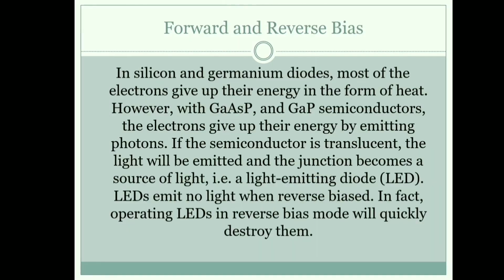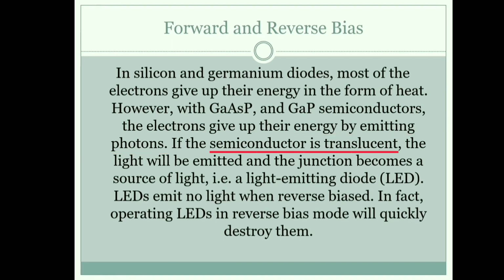So, let's understand why we are using forward bias here in the LED, and also how we get light. In silicon and germanium diodes, most of the electrons give up energy in the form of heat. So when the recombination process takes place in either silicon or germanium, they will emit heat. But when we use compound semiconductors, that is, a combination of semiconductors, then the energy emitted through that combination will give us light energy. So with semiconductors like gallium phosphide, etc., electrons give up the energy by emitting a photon, that is, light.